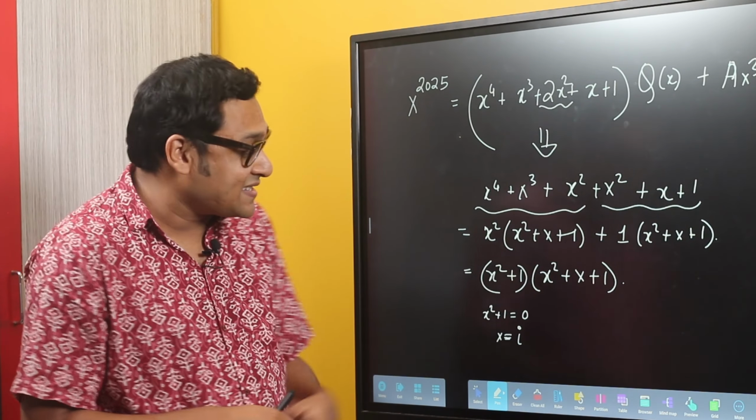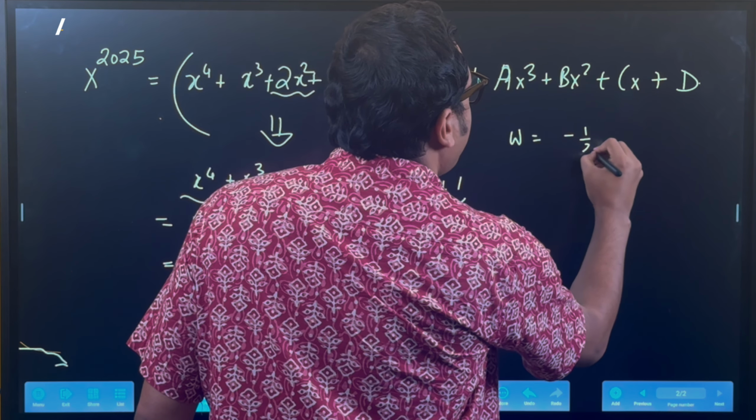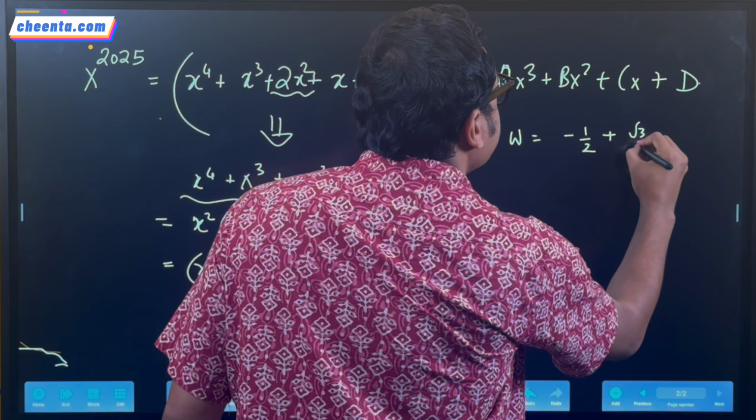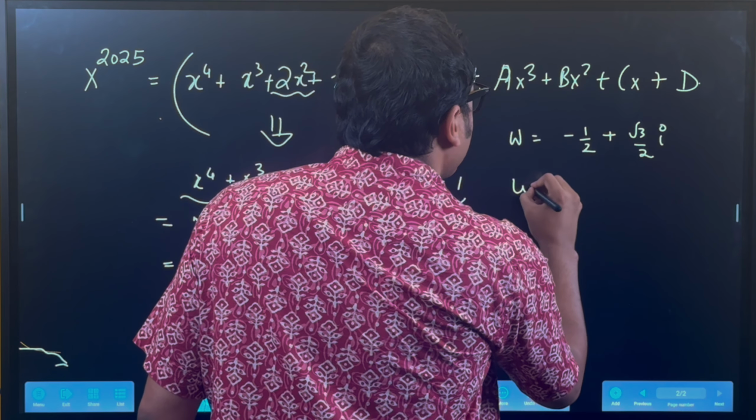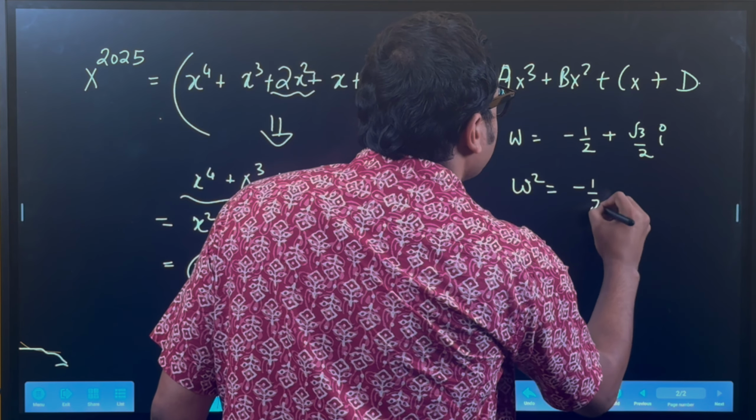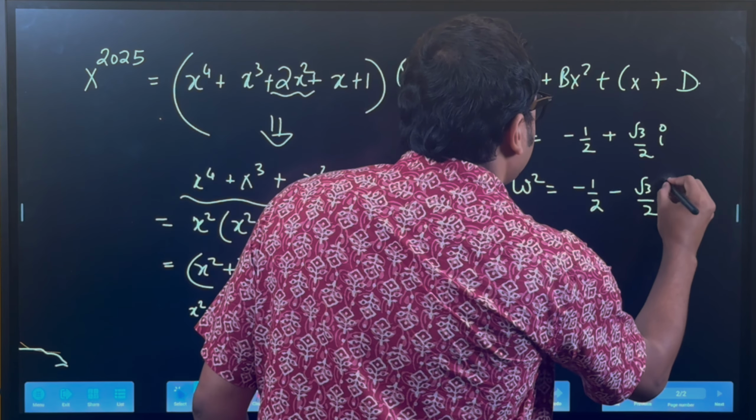x squared plus x plus 1. If you have seen cube roots of unity, then you will immediately realize that the two roots of this are omega and omega square. What are omega and omega square? Omega is -1/2 plus root 3 by 2 i, and omega square is -1/2 minus root 3 by 2 i.